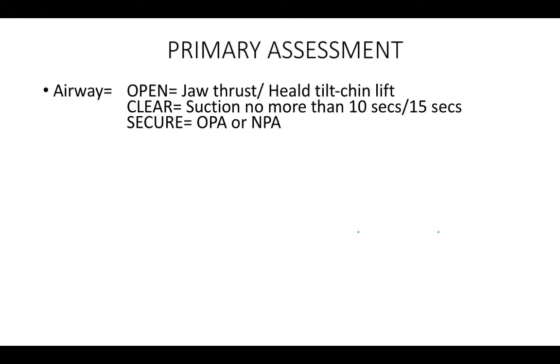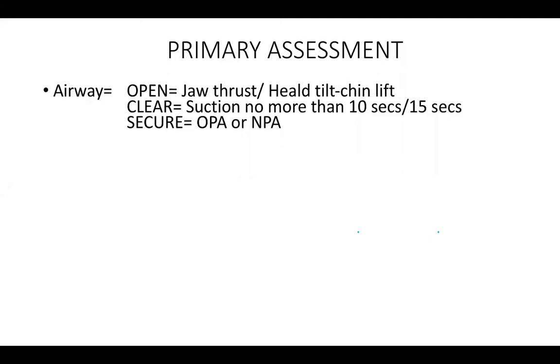Then we have our ABC, starting with the airway. As you can see on your screen: open, clear, secure. Three things that we need to do. You already know how to open the airway: jaw thrust maneuver, head tilt, chin lift. You're going to clear the airway, suction no more than 10 seconds. NREMT and some books say 15 seconds. So 10 or 15 seconds.